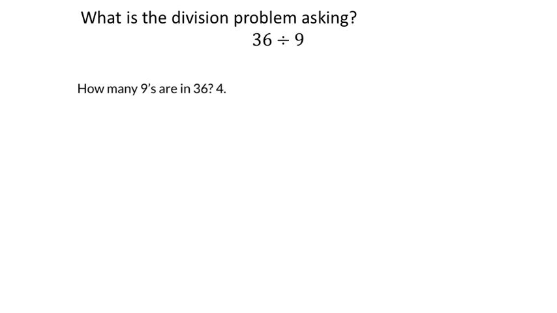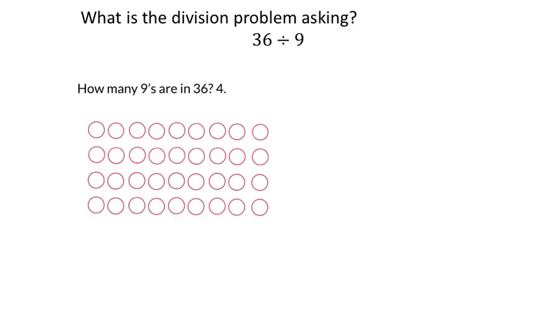So how many 9s are in 36? There's 4 of them. And, you know, you could model this and say, well, I got 36 of something. There we go, 36 circles. It could be dollars, it could be degrees or whatever. And no, I'm not going to count all those, but there is 36. And we would say, how many groups of 9 are there? So, well, let's see if we can make this happen with some technology.